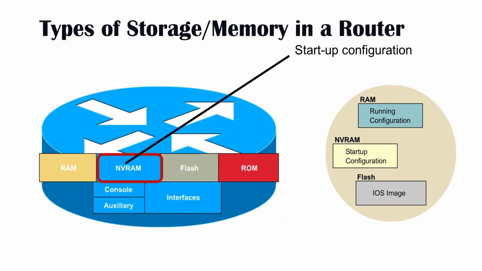The NVRAM is used to store the startup configuration file. This is the configuration file that IOS reads when the router boots up. It is an extremely fast memory and retains its data when the router is restarted.